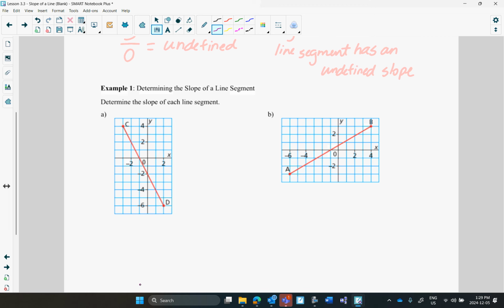Every time we do this, we get a fraction that we leave as a fraction unless we can change it to a whole number, or we can reduce it. So if it stays as a fraction, make sure it's reduced.